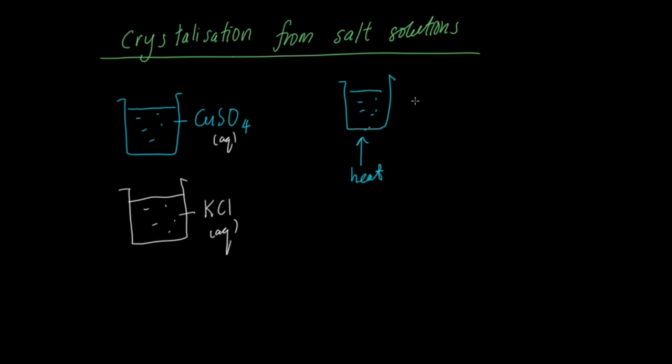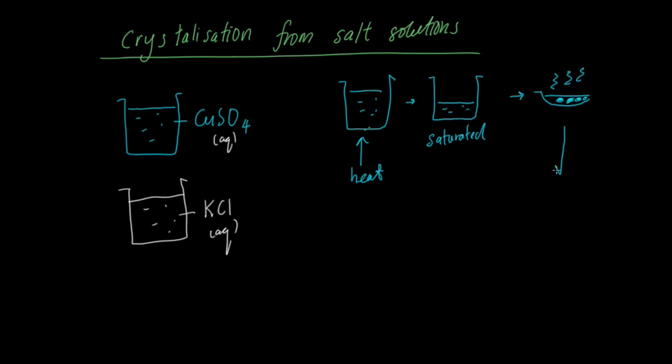So we heat it up until it's about 1/3 or half the aqueous solution left. This is called a saturated solution. And then you can pour the saturated solution into an evaporating dish. Now it will evaporate and eventually crystals will form.